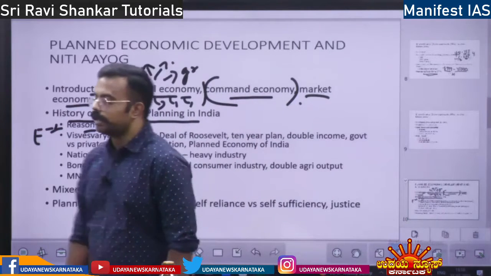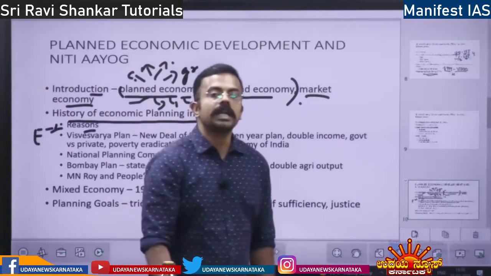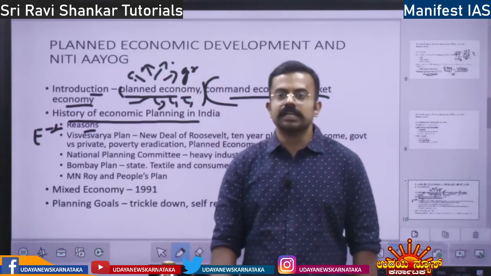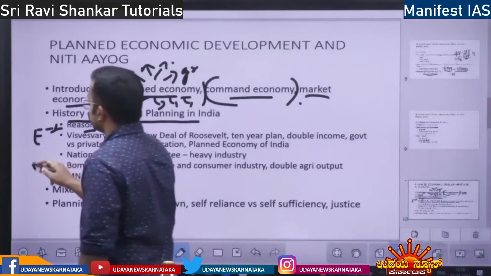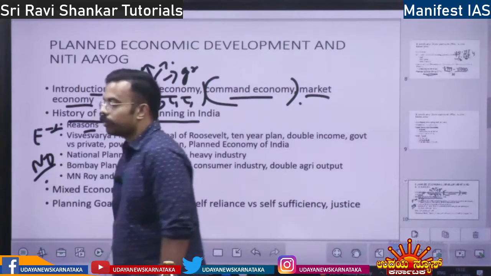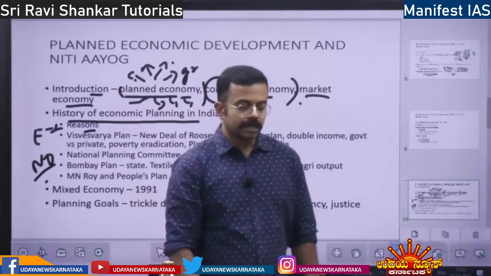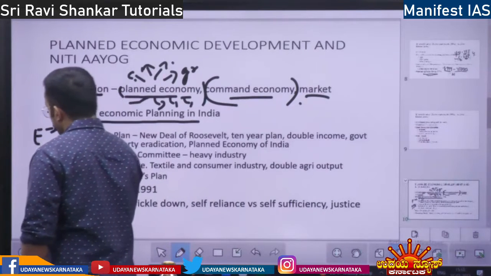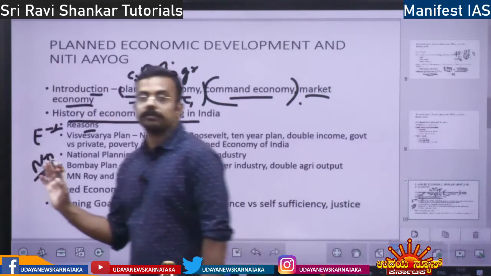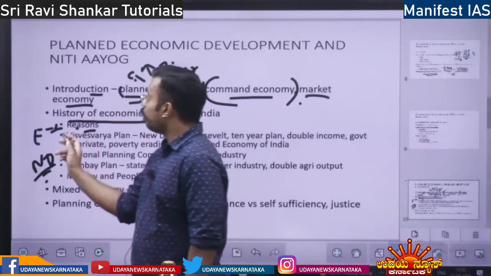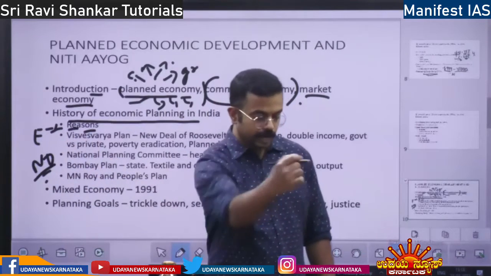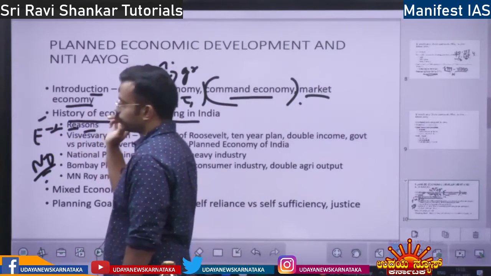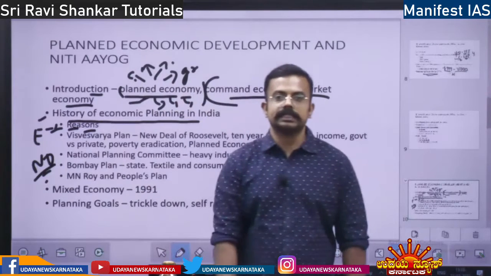Internal reason, if we look at, there was a lot of unemployment in India. Education was less. Industries were less. There was absolutely no private sector. If we say private sector can start the economic growth, but actually there won't be any private sector at all. Private sector will be very less. Because of all these internal, external and individual reasons, the economic planning starts in India.